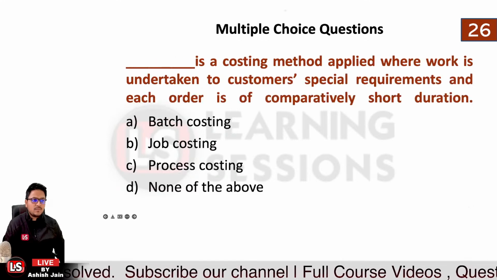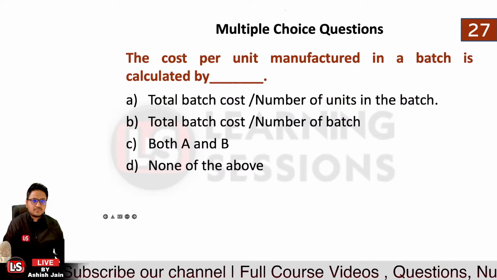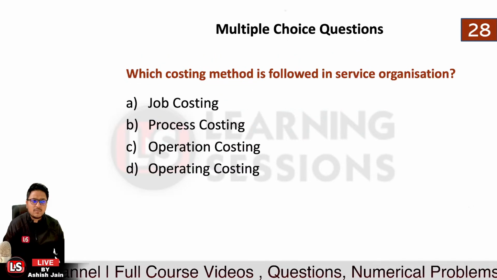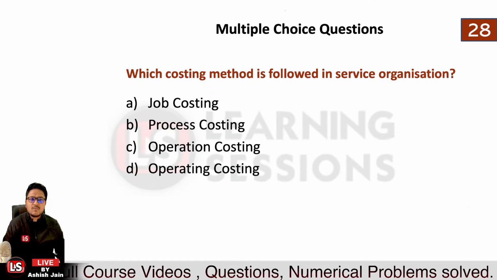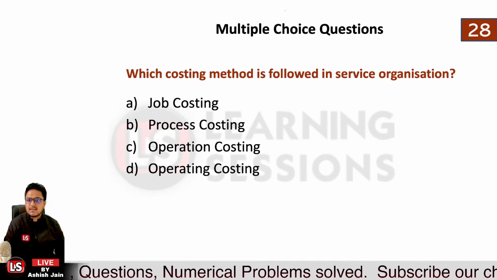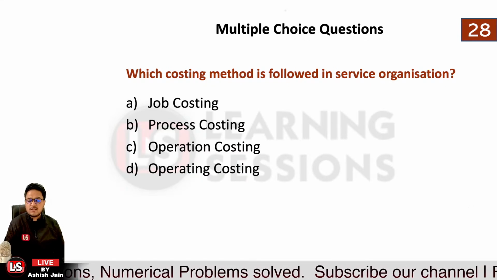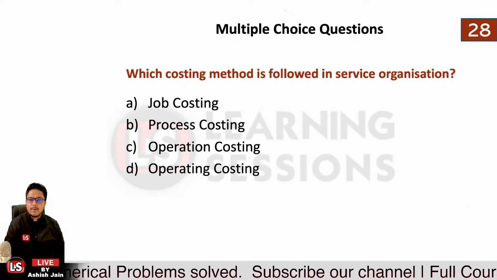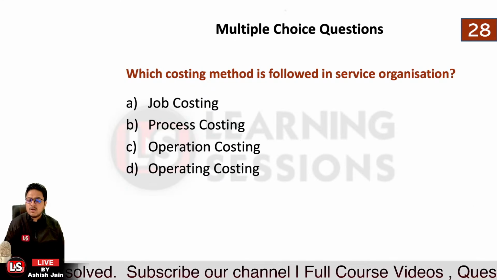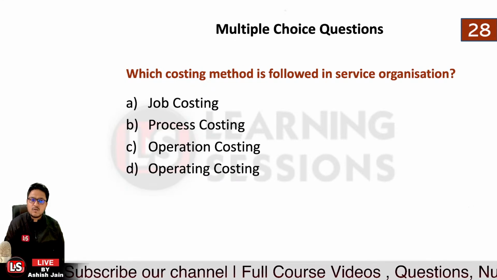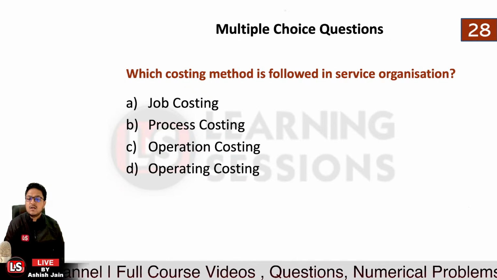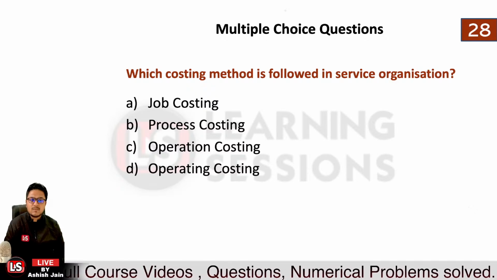Okay, next question, which costing method is followed in a service organization? Job costing, process costing, operation costing, or operating costing? See, job costing is related to when you have to do a job and whatever cost is incurred over there. When there are different processes and stages, and the output of one process is the input of the other one, that is process costing.